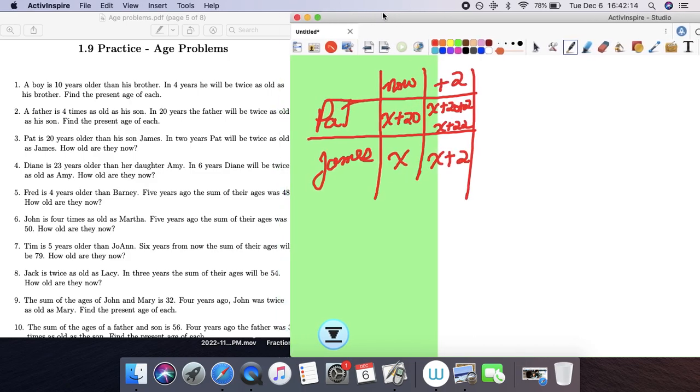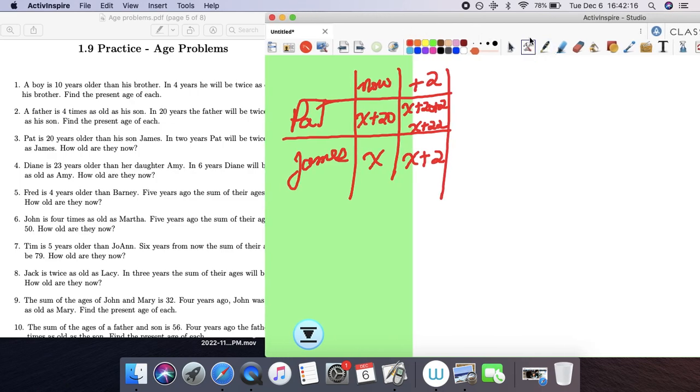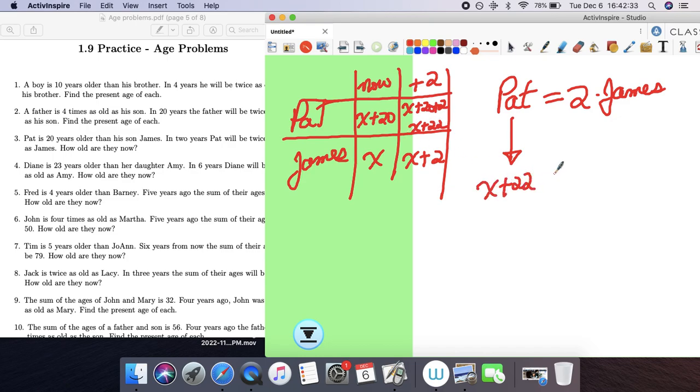The problem says Pat will be twice as old as James. So let's write that down. Pat's age is going to equal 2 times whatever James is. And that's how I write it. Well, I can replace Pat with X plus 22, right? And I can replace James with X plus 2. That's it. From here on, it's pretty easy.